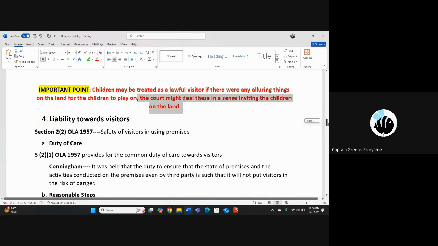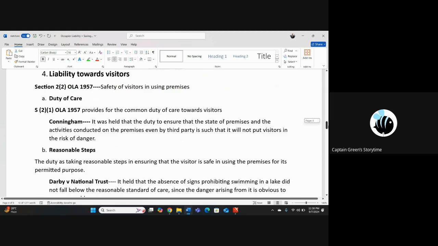Now, after seeing who is an occupier, what are premises, and who is a lawful visitor, the turn is about what the liability of an occupier towards the visitors is. Section 2 subsection 2 of OLA 1957 tells us that the premises which you are occupying must be safe for the visitors, and you should take reasonable steps in order to ensure this safety. So the first factor is duty of care. Section 2 subsection 1 of OLA 1957 tells us that every occupier has a duty of care towards the visitor. You should ensure that the state of premises and the activities conducted on those premises are safe, and will not put the life of visitors in danger.